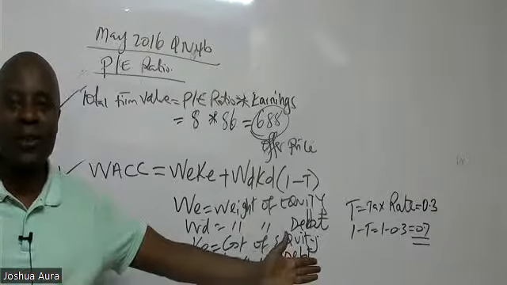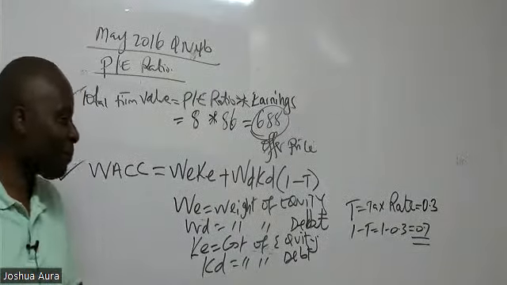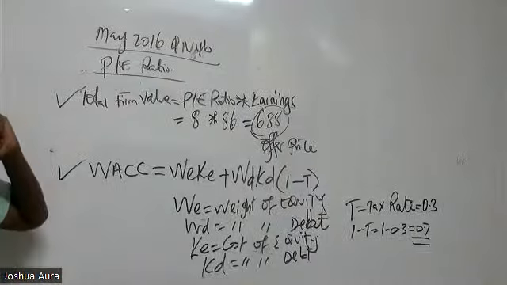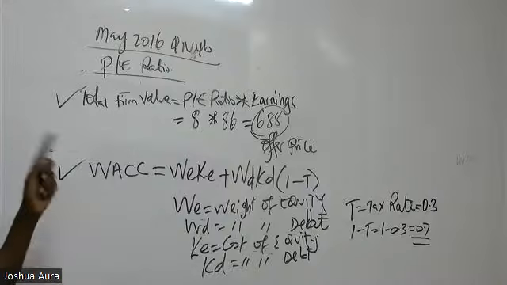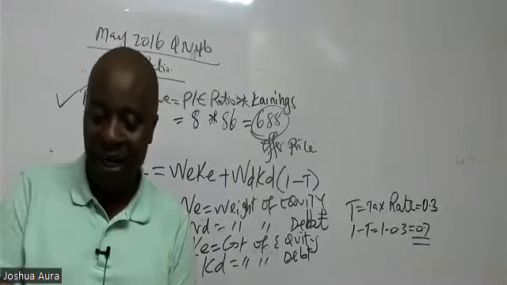So I'm trying to get low-hanging fruits here. Now, ladies and gentlemen, where do we get these weights from? Because now here, the big thing will be the weights and the cost of equity. Great. Now, please go to the last paragraph.